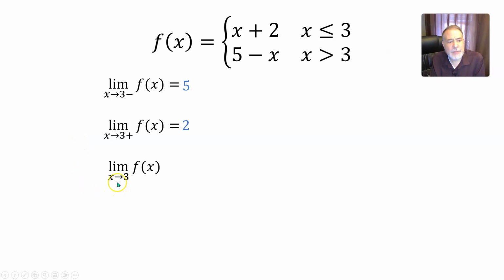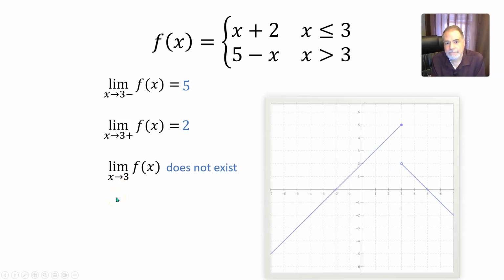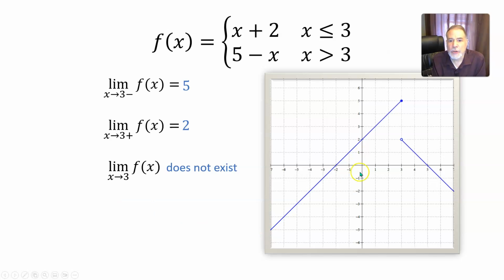And what does that tell us about the limit just as x approaches 3? It's 5 from the left, it's 2 from the right, and since it's different things on different sides, the limit just as x approaches 3 does not exist. Here's the graph. Hopefully you can see as x approaches 3 from the left, the limit is 5. And as x approaches 3 from the right, the limit is 2.